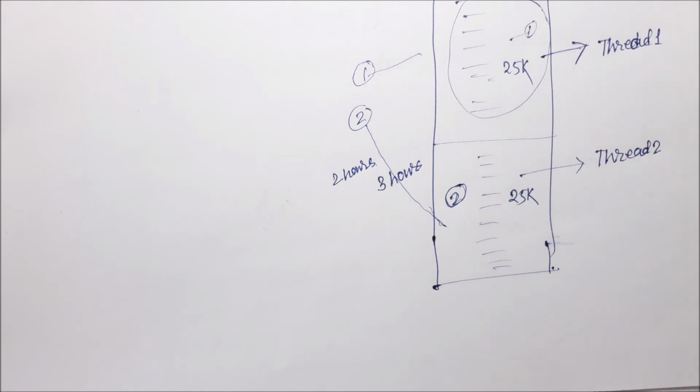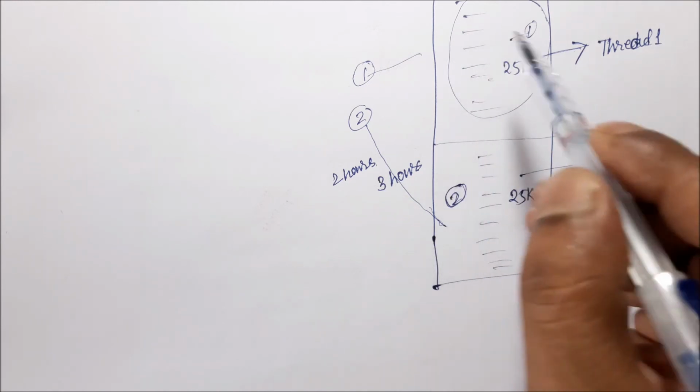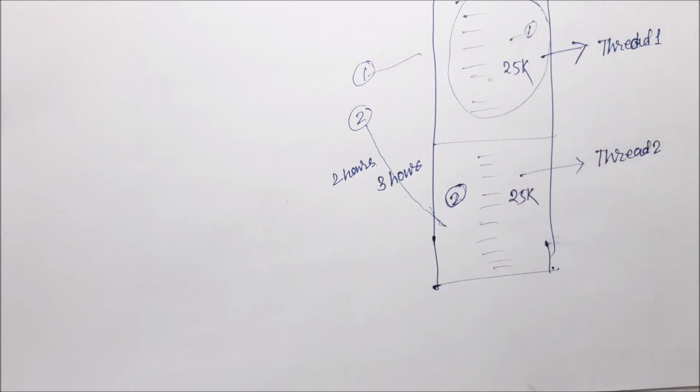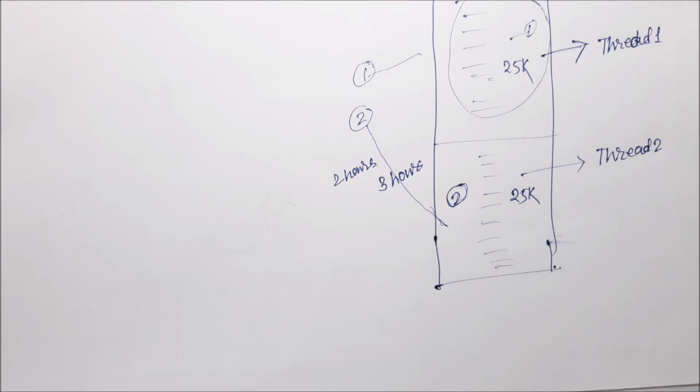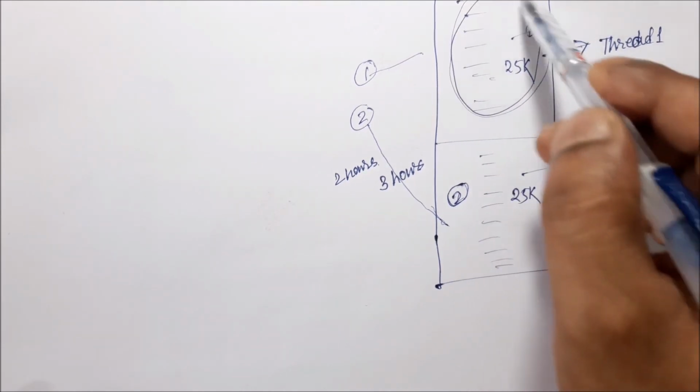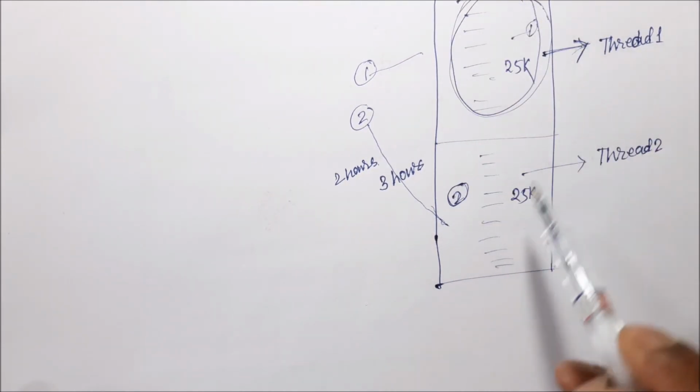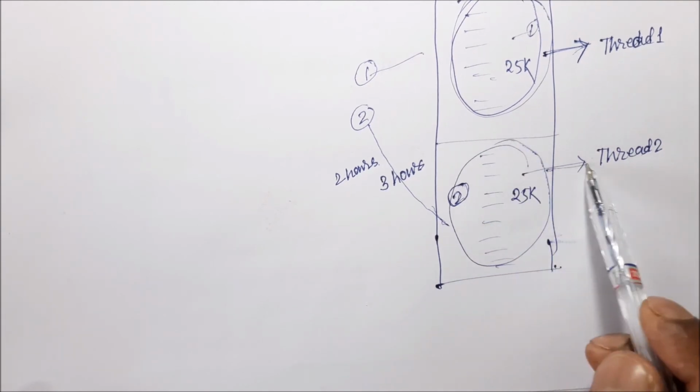Where each task is a separate independent program. Here we have only one program, but the program is divided into two parts. One part is taken care of by one thread, another part is taken care of by another thread, where each individual task is called a thread. This task is performed by one thread, this task is performed by another thread.